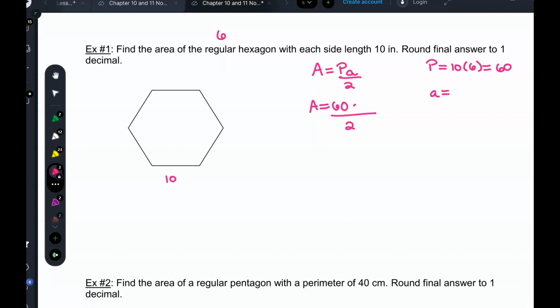Is the apothem the whole thing, or do we have to make a triangle? Okay, so here's what we're going to do. We could do A equals 60 times A divided by 2. Right, so I have to figure out what A equals.